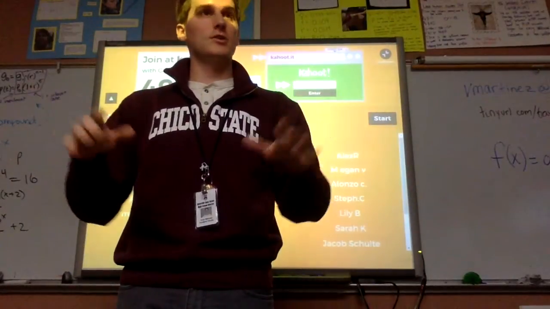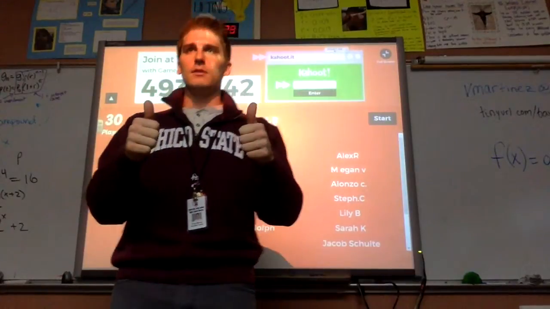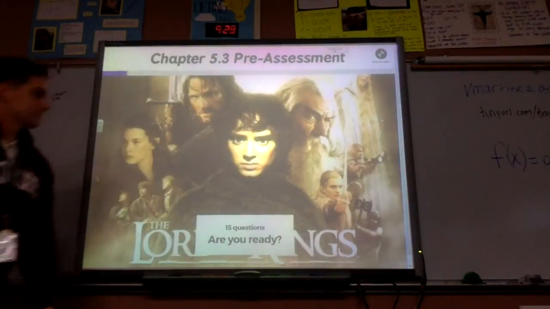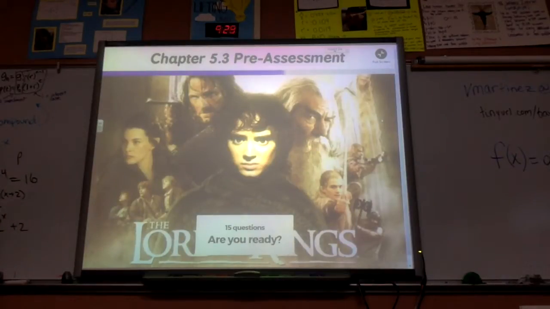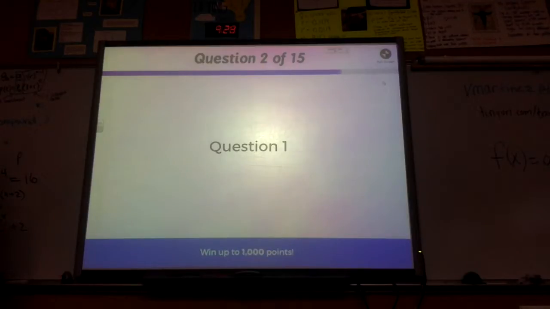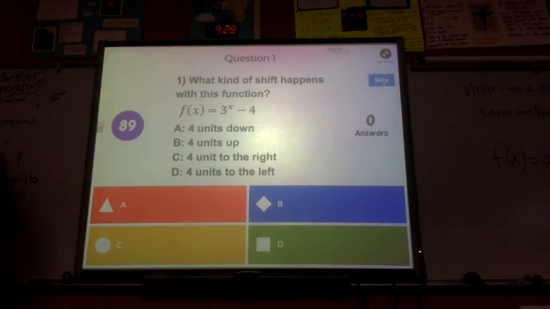You don't need a calculator. It's all concepts. Are we ready? All right, here we go. Question 1. What kind of shift happens with this function?